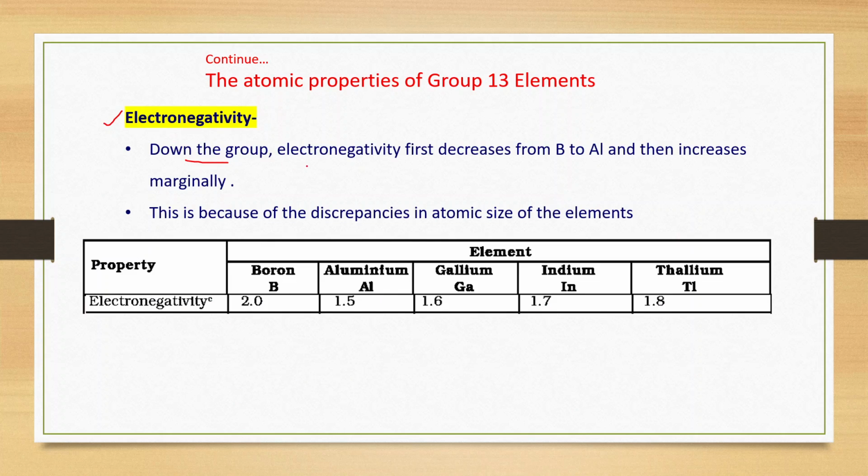Electronegativity. Down the group, electronegativity first decreases from boron to Al and then increases marginally. This is because of the discrepancies in atomic size of the elements. See, it decreases, then increases, but the increase is very small.